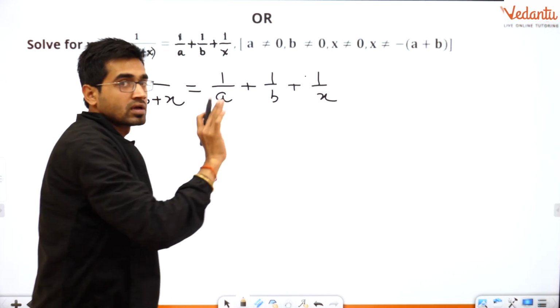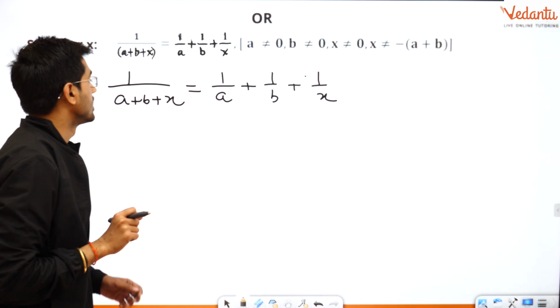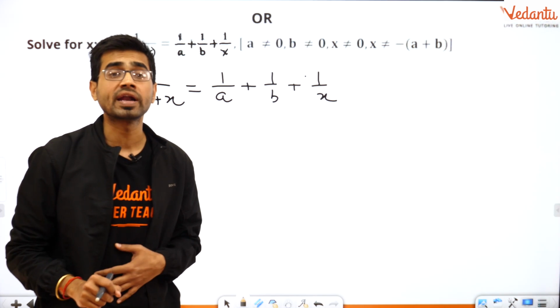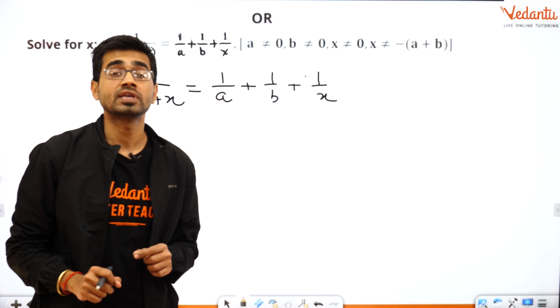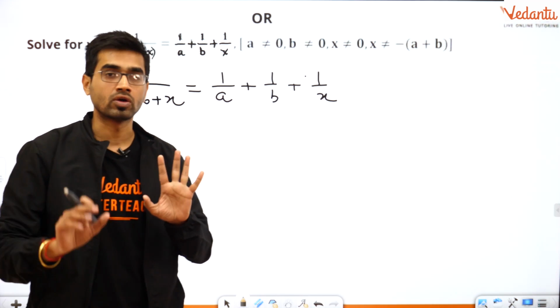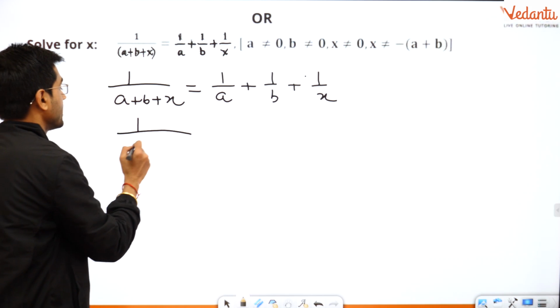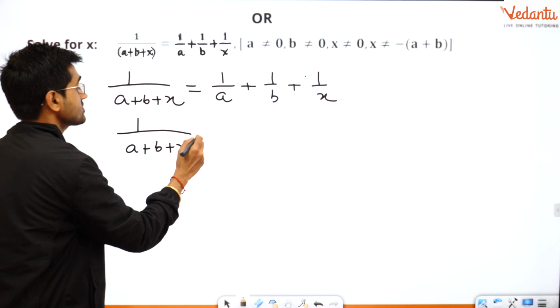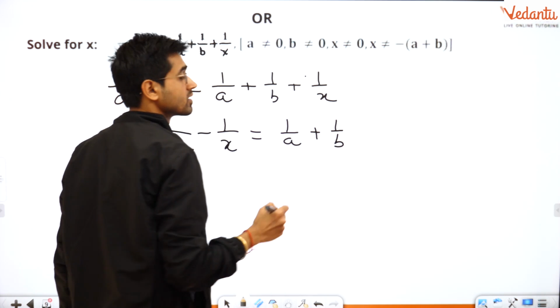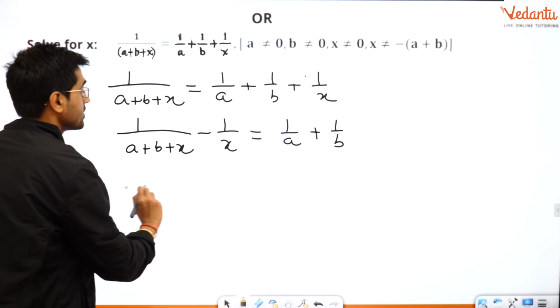Always take the x. एक variation है इसमें, वो भी बताता हूँ. The variation is you have to, ये 2x हो जाएगा. This will be 2x. Don't get into that situation. फंसना नहीं है. Don't get stuck. Just bring this only. Only x term should be brought. Okay? Let's do it now. 1 upon a plus b plus x minus 1 upon x is equals to 1 upon a plus 1 upon b. Fine. Take the LCM now.